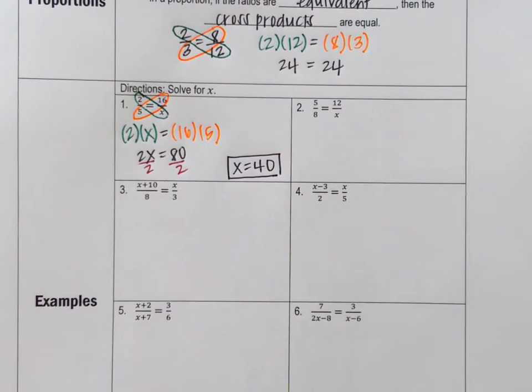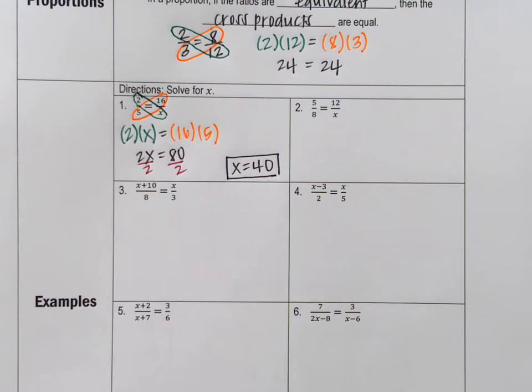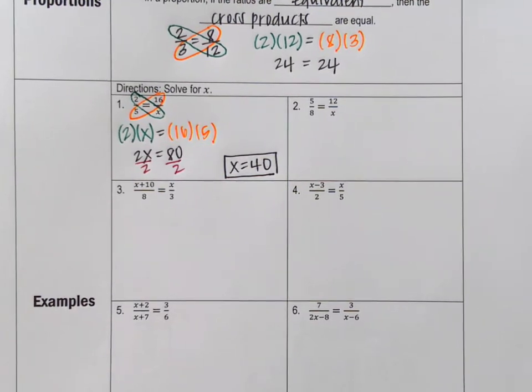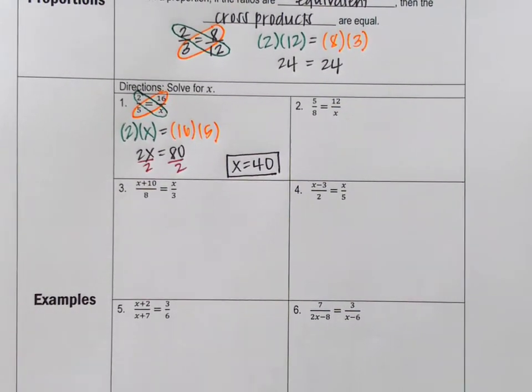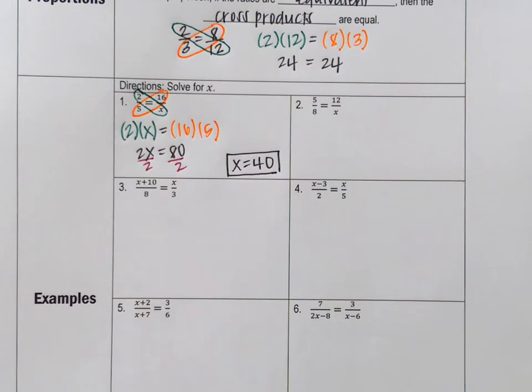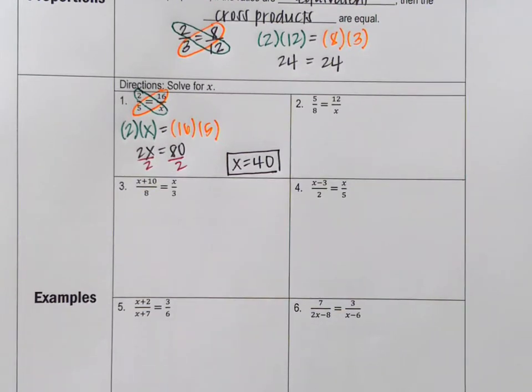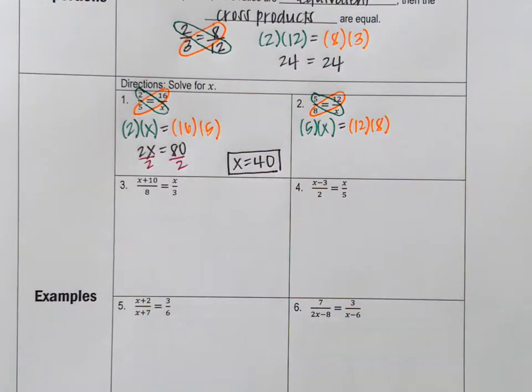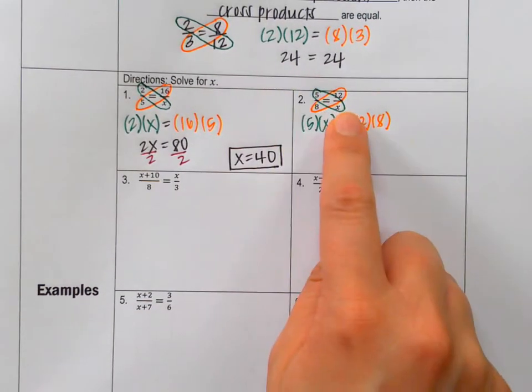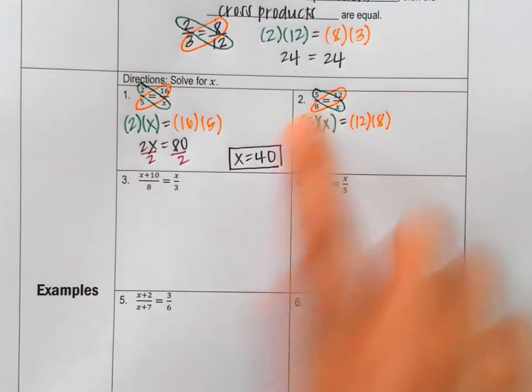Okay, let's move on to 2. So what I want you guys to do is pause me here and try 2 on your own. So see how you guys can do. It's very similar to number 1. So try 2 on your own, and then come back and check your work. So your first step is just to cross multiply. We have two proportions. They're set equal to each other. So we do 5 times x is equal to 12 times 8.